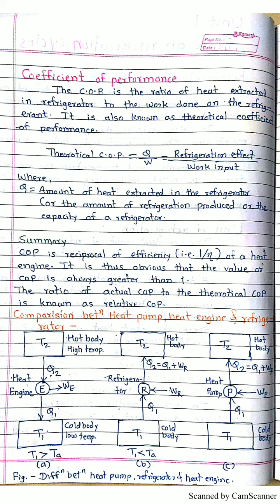Next, different types of COP can be calculated: actual COP, theoretical COP, and relative COP. The relative COP is the ratio of the actual COP to the theoretical COP. In some cases, when you have to compare different refrigerating systems, at that time the relative COP is required. When two or more refrigerating systems are there and you have to check the performance of each and every one, the relative COP is calculated.